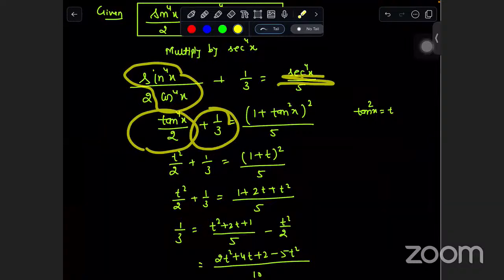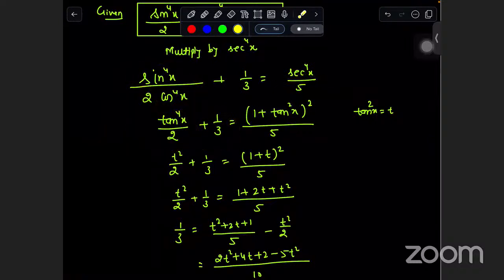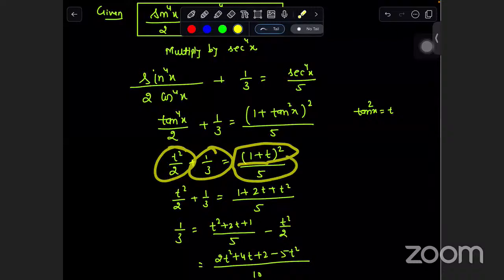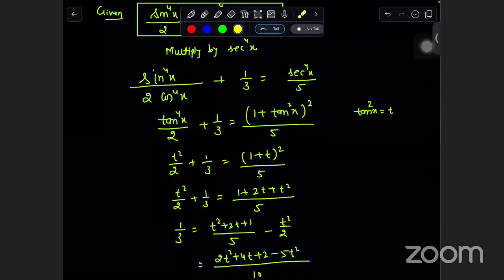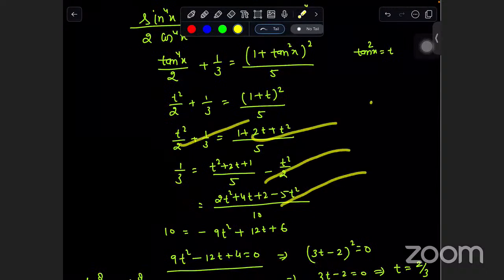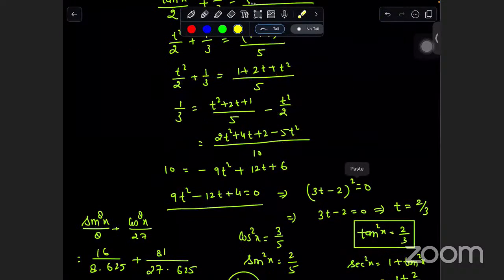Now, this sec to the power 4x I can write as sec square whole square. And sec square is 1 plus tan square. So 1 plus tan square whole square upon 5. Now, since I don't have to write everything again and again, I assume tan square x is t. So it is t square upon 2 plus 1 by 3 is 1 plus t whole square upon 5. Now, simplify it, factorize the quadratic, you get a perfect square and you get the value of t as 2 by 3.